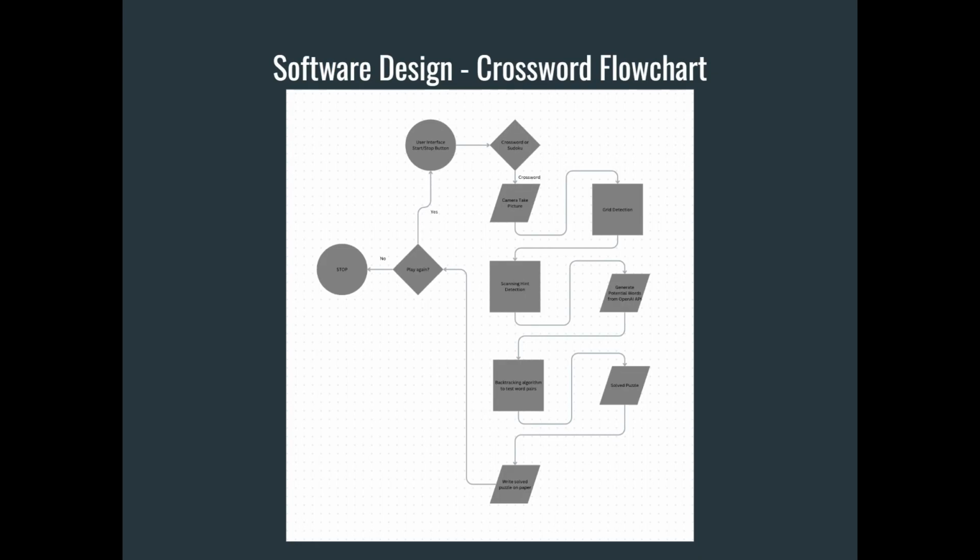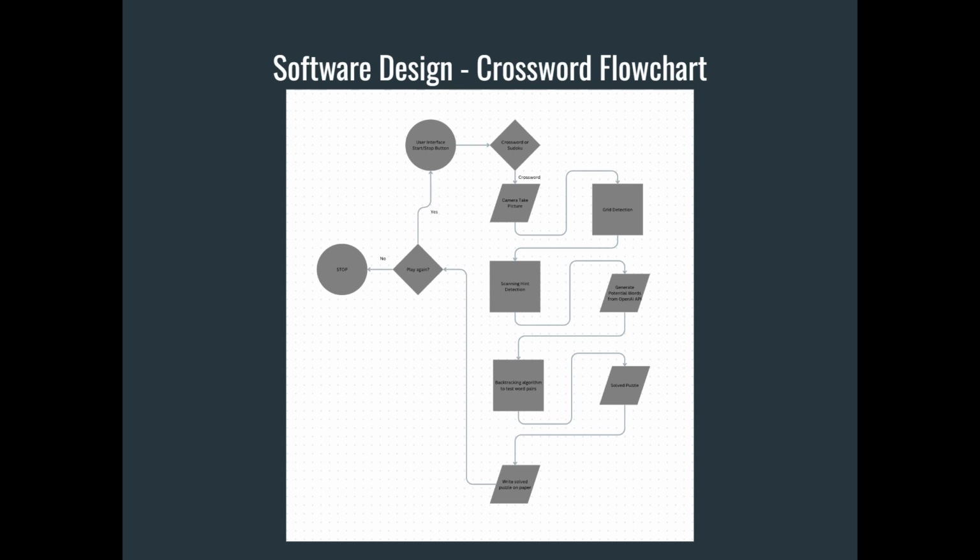Here we can see the flowchart for the crossword software design. The function is initialized with the start-stop button on our user-friendly interface. If the user specifies that the puzzle will be a crossword puzzle, the camera will take a picture of the game board. This image will be processed using our camera vision, and the grid and hints will be given to the solution generation function, which will scan the hints given and gather data about the puzzle.